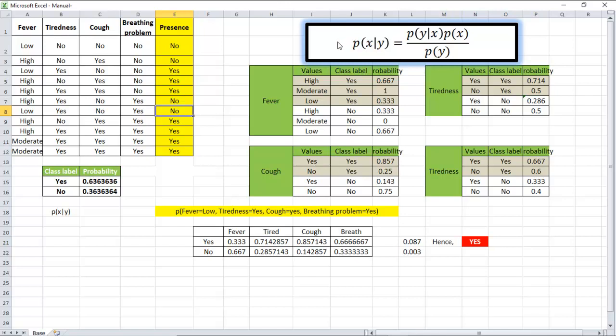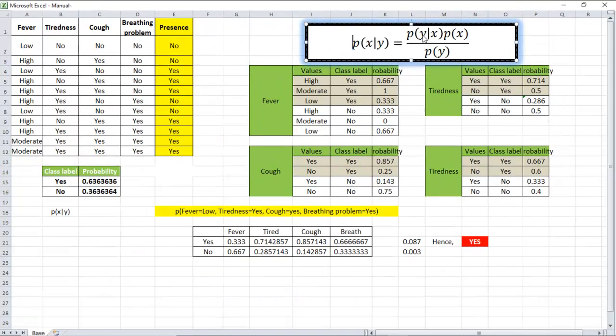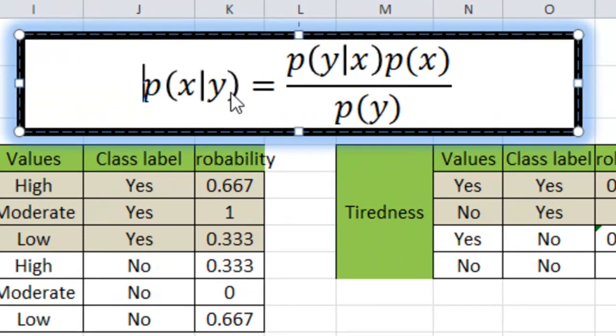So we are interested in this Naive-Bayes formula: P of x given y is equal to P of y given x into P of x, divided by P of y. So what does it state? We are interested in finding P of x given y, meaning whether the patient is infected with the virus given some condition, like the value of fever, tiredness, cough, or breathing problem.